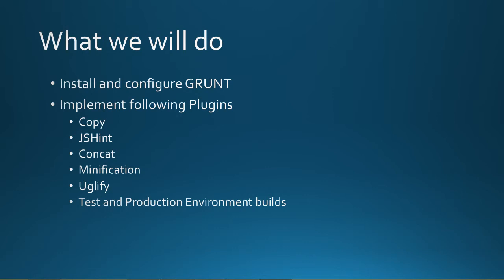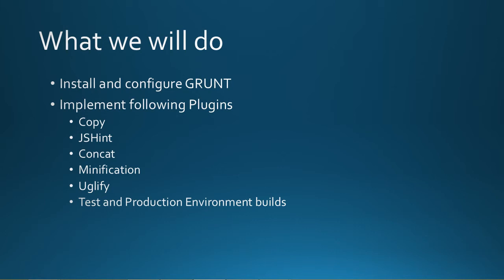This is simply a group of plugins which work inside a task. For example, if you call grunt test, it will go and execute, as an example, copy and JSHint. And then if you create another group called production and call it like grunt production, it will execute, for example, copy, JSHint, concat, minification, and uglify in that particular order. We will see all of these in detail and see the power of using a task runner.